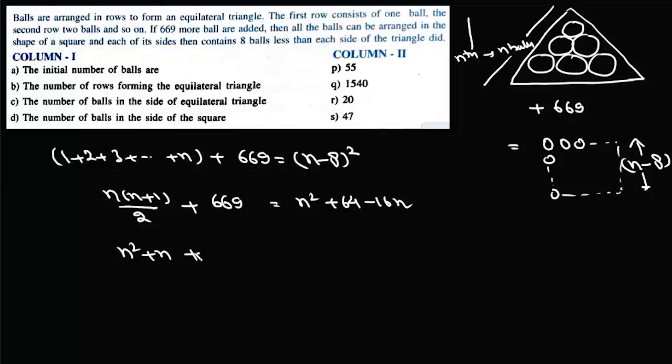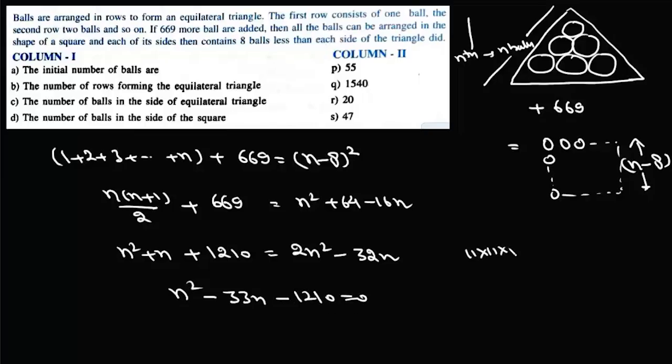605 into 2, 1210, and there will be 2n square minus 32n, or we can write n square minus 33n minus 1210 equals 0. Now this is 11 into 11 into 10. Now this is 5 into 2, 55 minus 22. So we can write n square minus 55n plus 22n minus 1210 equals 0. So from here, the value of n we get is 55.